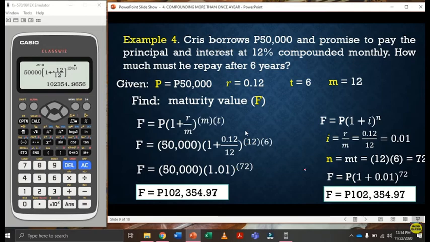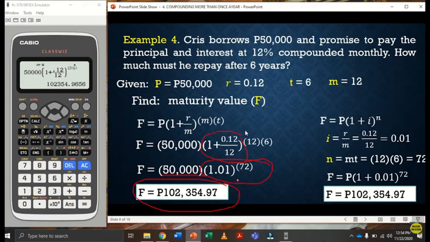Asa may na 0.96? Kani isa yung unahon. Pag makuha ninyo ni 0.12 divided by 12, i-plus na yun sa 1. So, 0.12 divided by 12 is 0.01. I-plus din sa 1, 1.01 to the power of 72. After makuha ninyo, i-times sa 50,000. Ang future value is 102,354.97 pesos. So, it means dako kayo siya.